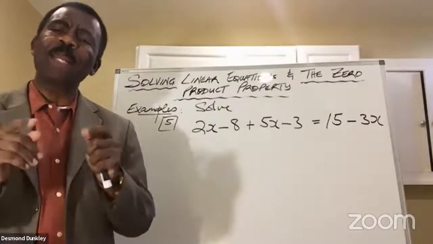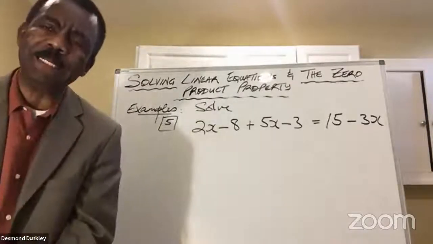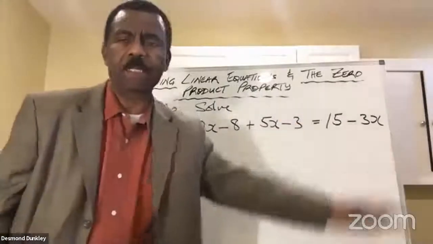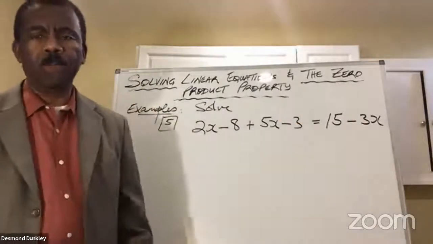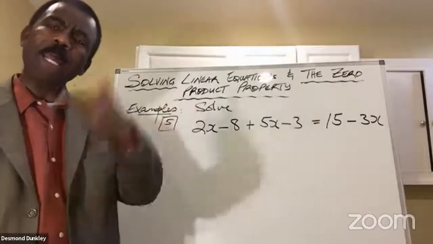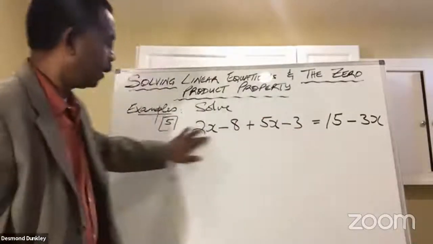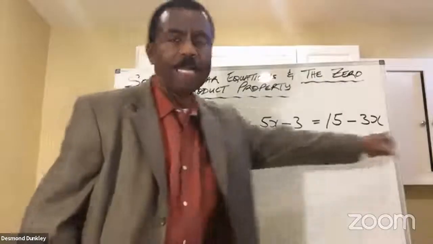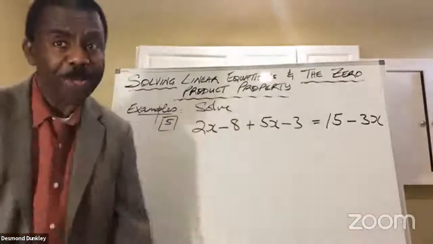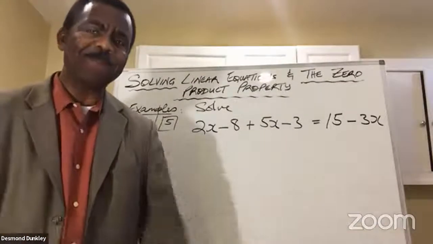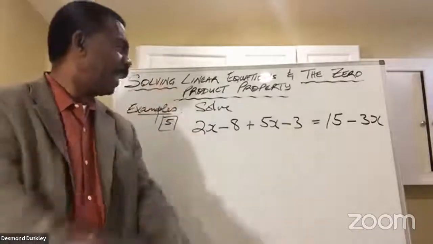Your job is to find what value of x would make this correct. What number for x would make this left-hand side equal to right-hand side? Are you ready? Are you game? I am. Let's go. Let's go.